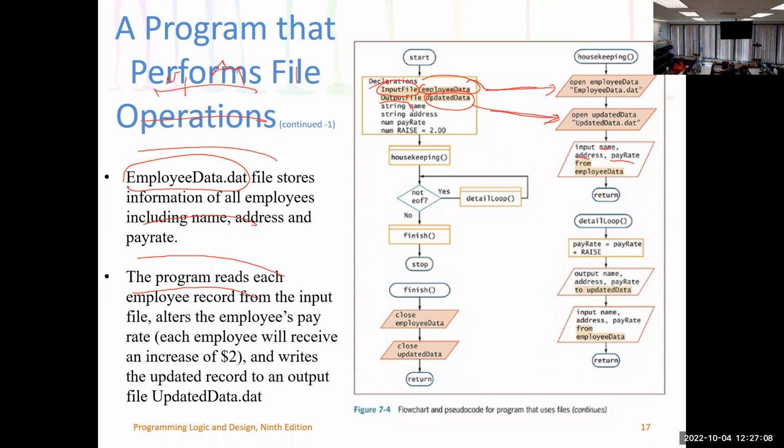Now see, for each employee you have the name, right? You have address, you have pay rate. This one is a constant here. It's always number two, right? Where is number two here?